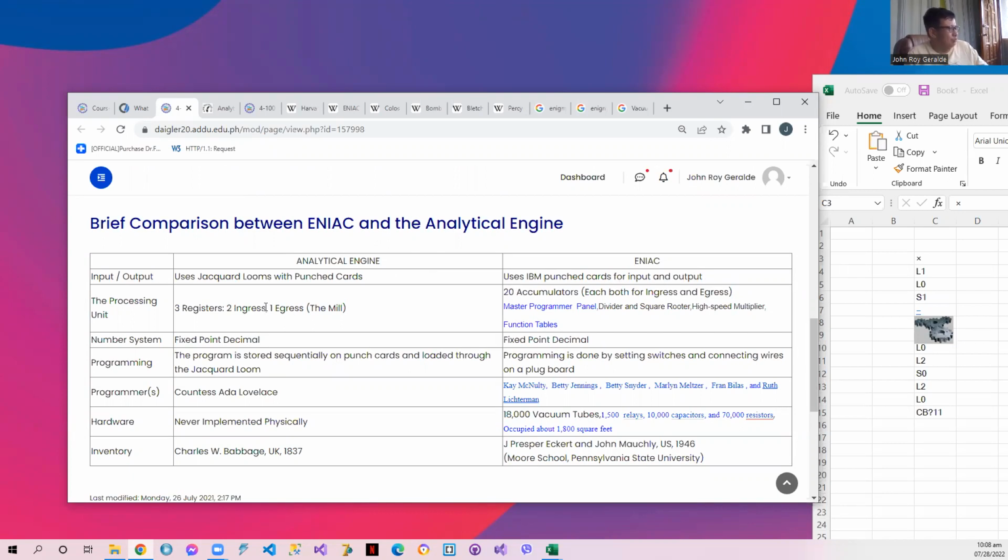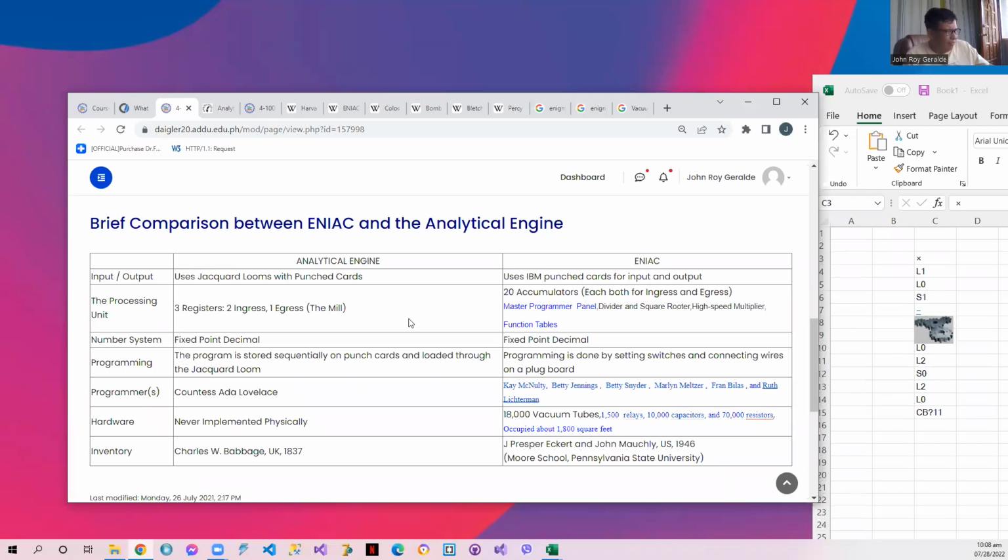Now, the main CPU of the analytical engine contains 3 registers, 2 for input and 1 for output. On the other hand, the ENIAC uses 20 accumulators. What is an accumulator? The inventors of ENIAC realized: why exclusively set a function for a register? Why limit a register for input and another for output? They did not find that practical.